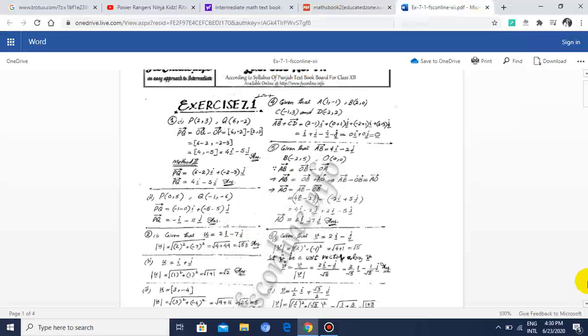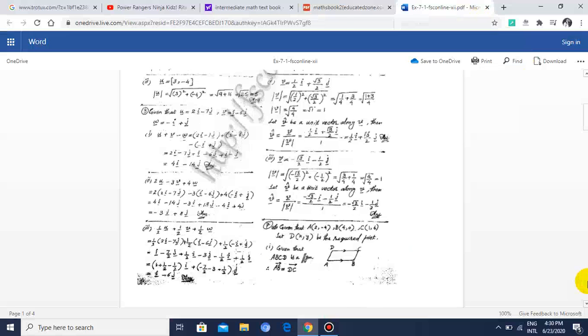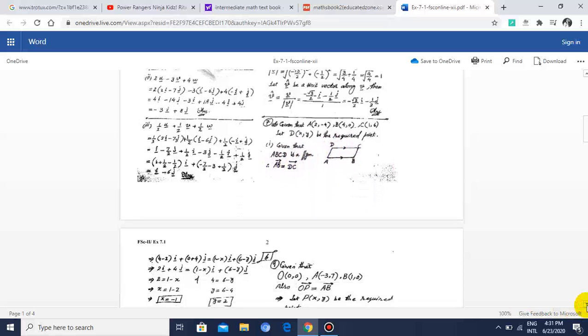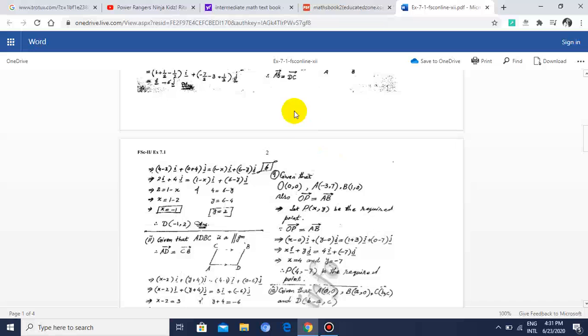Look at this question. Question number 7. Given that A is equal to (2, -4), the coordinates of B are (4, 0), the coordinates of C are (1, 6). We choose the coordinate of D as (x, y), the required point which we have to find. Given that ABCD is a parallelogram, therefore the side AB is equal to the side DC. We impose this condition and find out the vectors AB and DC.